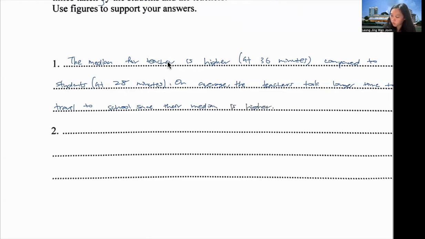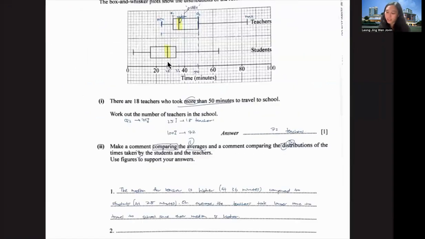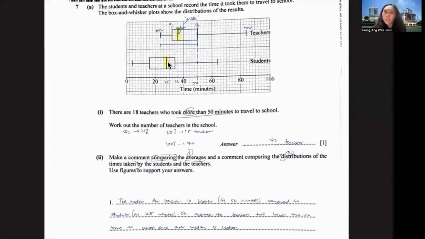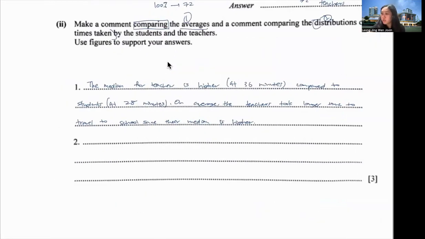Okay, so that is all, right? You can tell based on their averages that the median for teachers is higher. So it means that on average, more or less, they roughly take a bit more time compared to the students to come to school. Okay, next I need to compare the distribution.